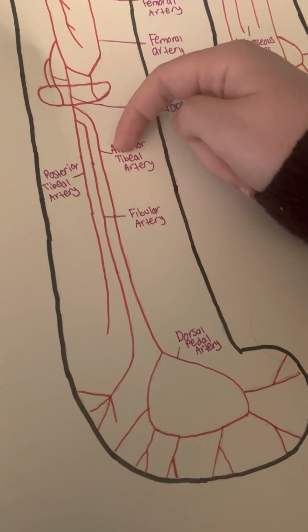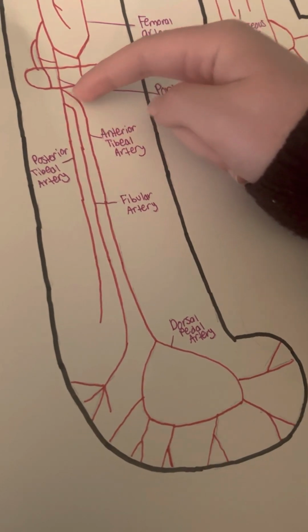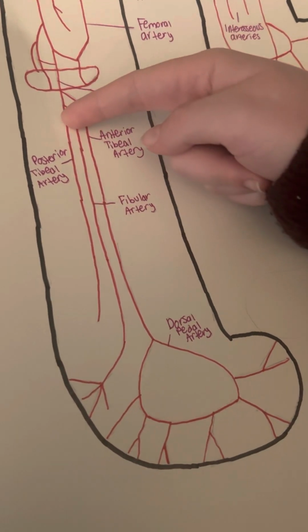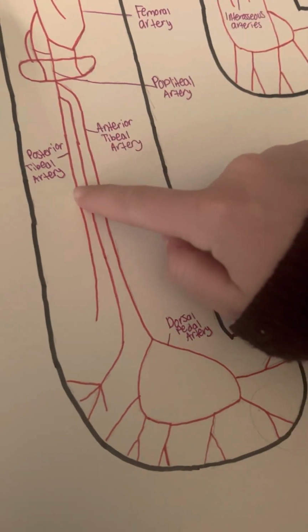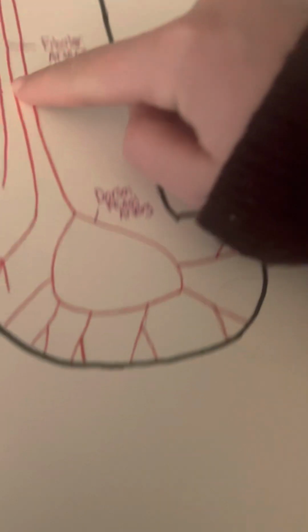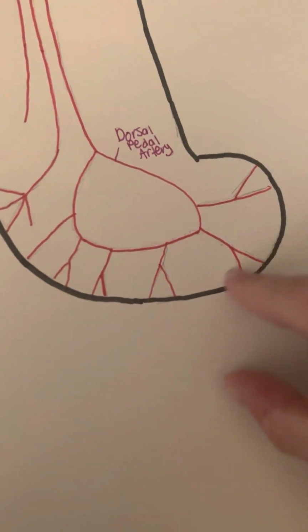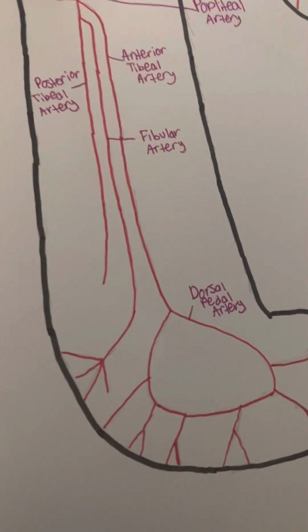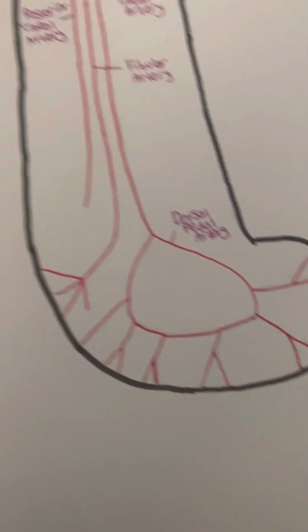The top one being the anterior tibial artery, the middle being the fibular artery, and then this one on the back here is the posterior tibial artery, and that drains into the dorsal pedal artery, which gives the blood supply to the feet and the toes.